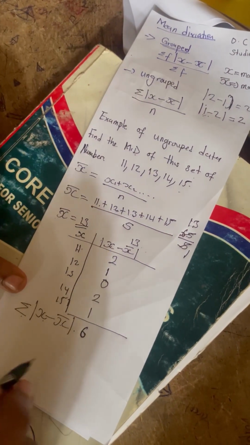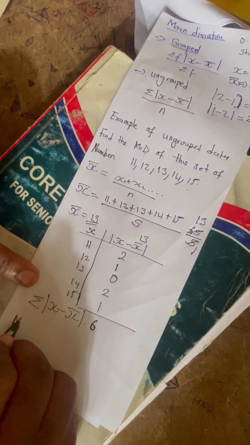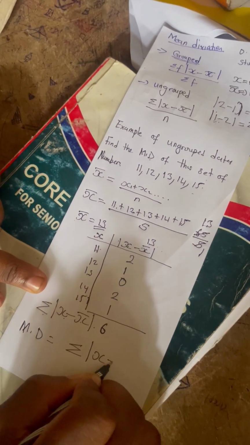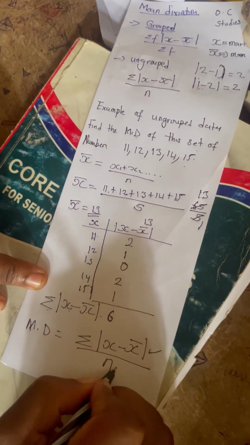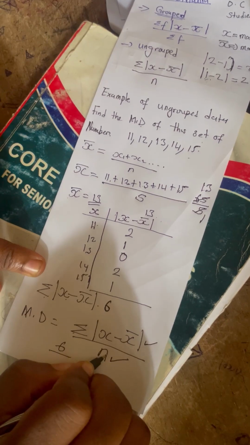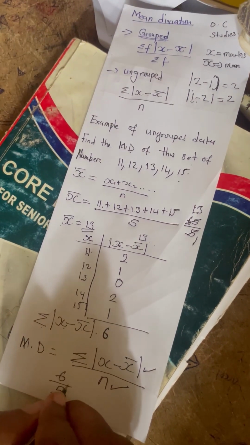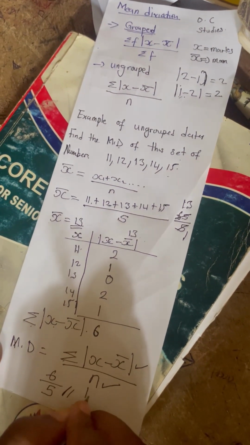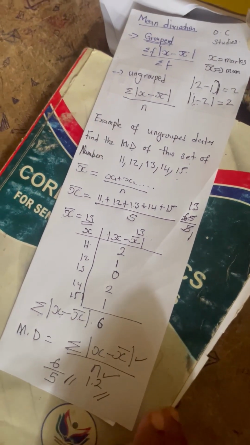So therefore, we can complete our mission. For ungrouped data, the mean deviation is sigma of the absolute value of x minus x bar all over n. We have known this. Sigma x minus x bar is 6, all over n. The total number of numbers is 5. So therefore, our answer is 6 all over 5, which can be represented as 1.2. This is our mean deviation for ungrouped data.